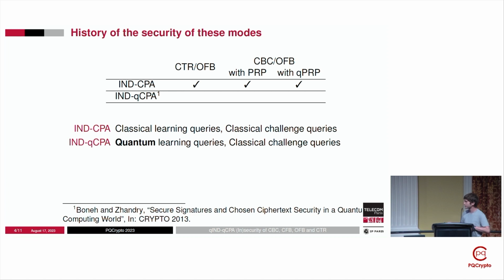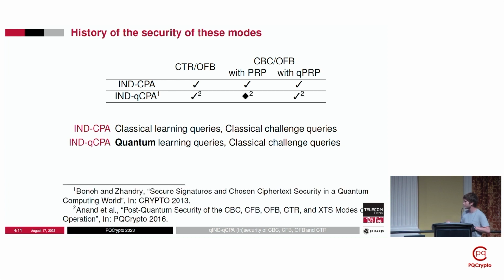This is work that has been performed by Anand et al. in 2016, and already we can see that in some cases, there are some pseudorandom permutations that are not quantum secure, and when used with them, CBC and OFB are not secure anymore. But the important point is that for this security notion, we do know what the security of these modes of operation is.